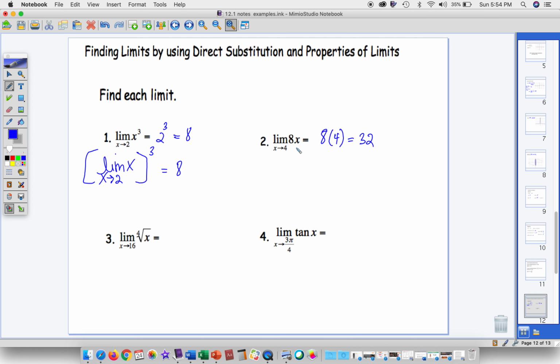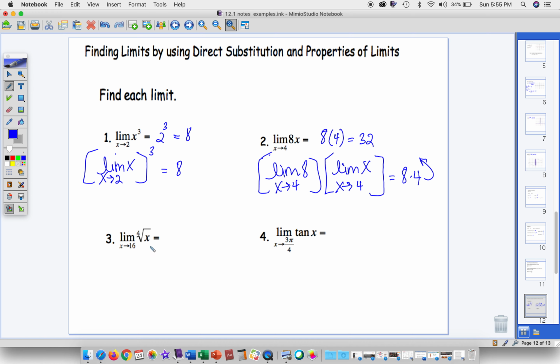Okay, if you wanted to separate this into a product and do the limit of 8, I don't think anybody would really want to do this, but I just want to show you that it is an option. Times the limit of x as x approaches 4. Again, the limit of a constant is just that constant. The limit of x as x approaches 4 is 4. And again, that gives us 8 times 4.